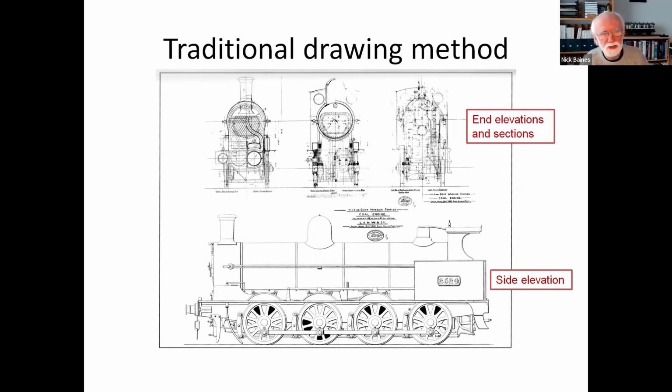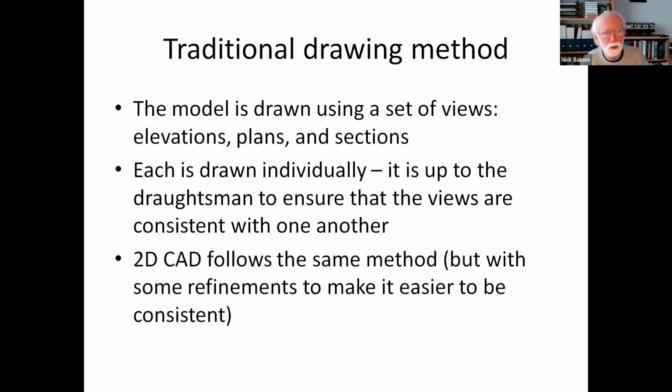And 2D CAD essentially replicates that process. So a series of views, elevations, plans that look from overhead, sections, each of them are drawn individually. The draftsman has to ensure that the views are consistent with one another. So that means that if the boiler is 6 feet in diameter, it's up to the draftsman to make sure that it's 6 feet in diameter in all the different views.